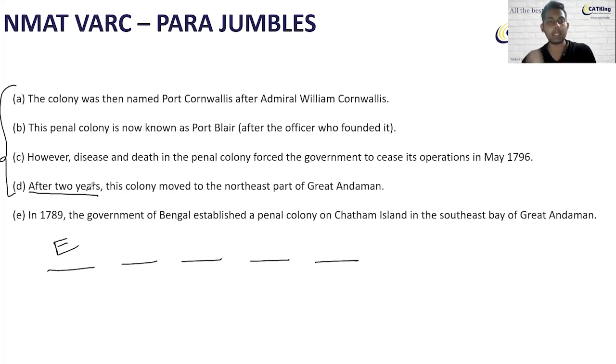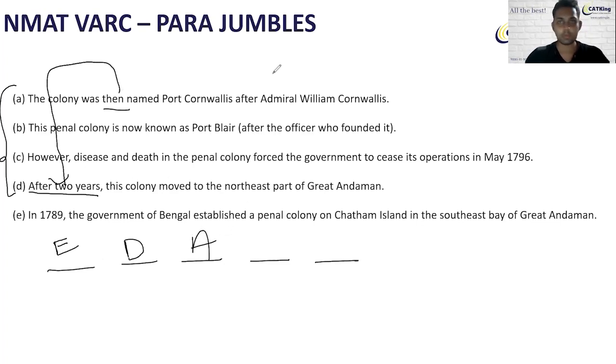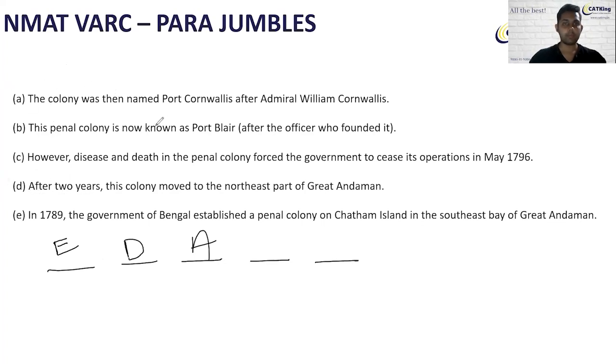That means we are talking about 1781. And again, we're talking about the location. Location, ED. Okay. The colony was then. What is this then correlating to? After 2 years. Perfect. I have got this much now. Was then named Port Cornwallis after Admiral William Cornwallis. Okay.